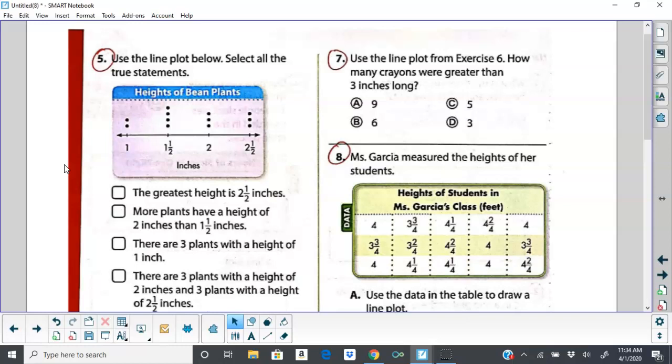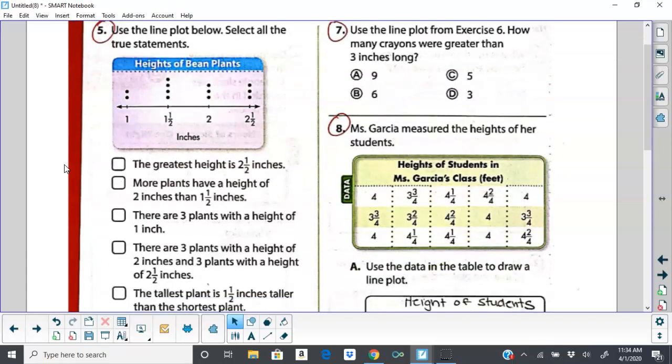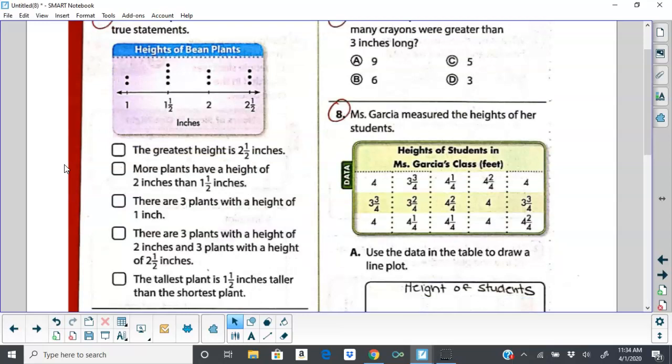There are 3 plants with the height of 1 inch. If that's true, fill in the square. There are 3 plants with a height of 2 inches and 3 plants with a height of 2.5 inches. If that's true, fill in the square. Last one. The tallest plant is 1.5 inches taller than the shortest plant. If that's true, fill in the square.